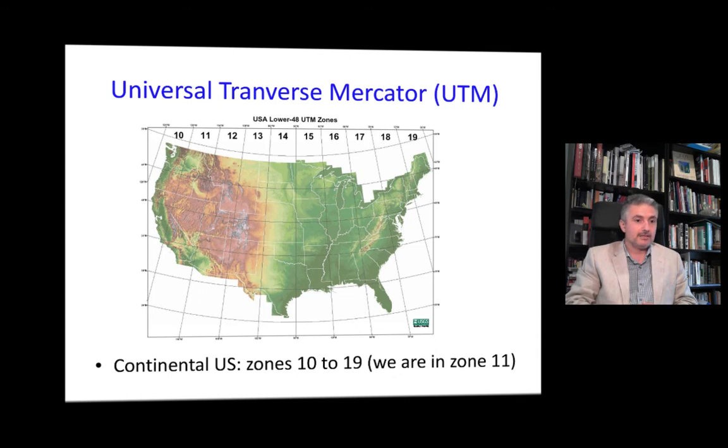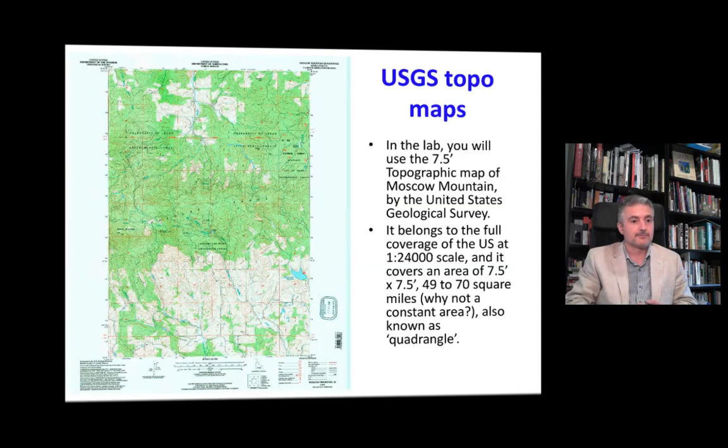Idaho is in zones 11 and 12. In Moscow in particular, we're in zone 11, sorry. This is a bit of a problem with Idaho. It's split into zones, which makes it slightly more complicated to have a statewide cartography. We will get into that at the end of this module.